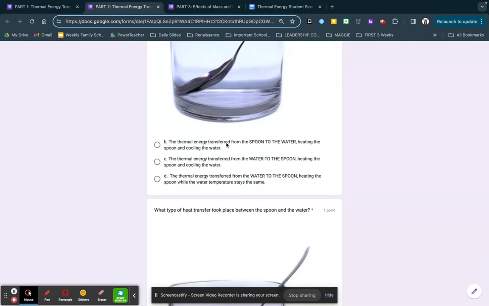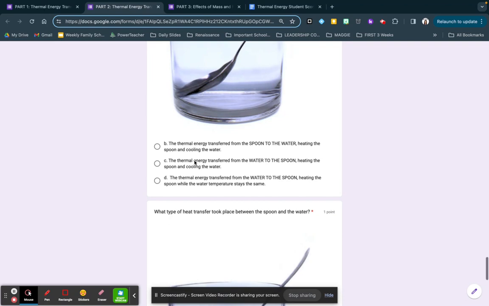Here are 3 options. The thermal energy transferred from the spoon to the water, heating the spoon and cooling the water. The thermal energy transferred from the hot water to the spoon, heating the spoon and cooling the water. Or thermal energy transferred from the hot water to the spoon, heating the spoon while the water temperature stays the same. So what's going to happen?